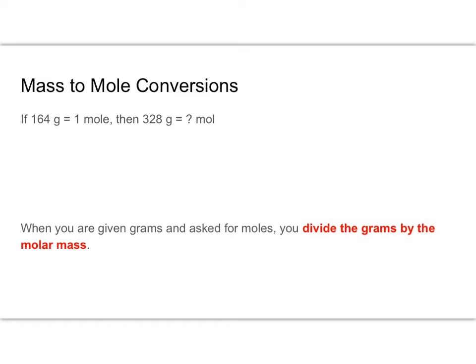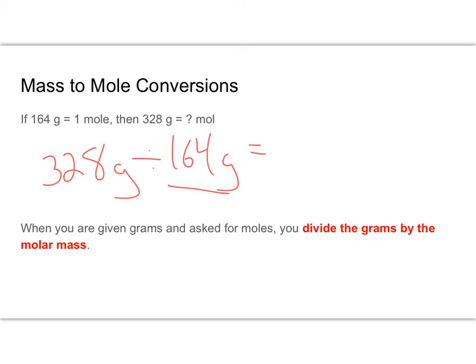Again, it's a proportion. It's just now we're going in the reverse direction. So we take the number of grams, 328, and we divide by the number of grams that equals 1 mole, which is 164, the molar mass. That equals 2 moles. Right? So if you look at it, 328 is 2 times 164. It's double the amount. So it makes sense that we have double the number of moles. We have 2 instead of 1.